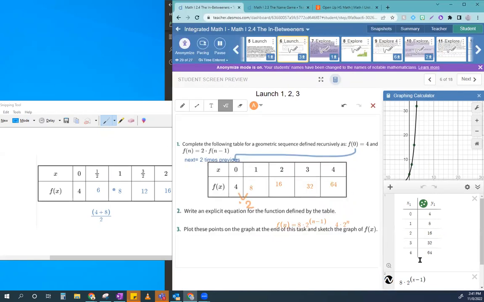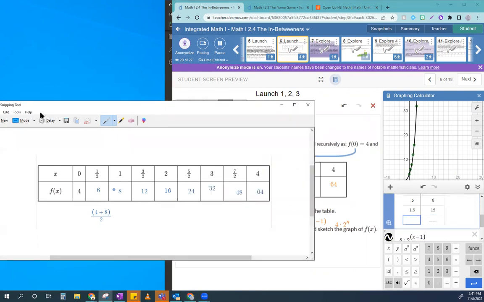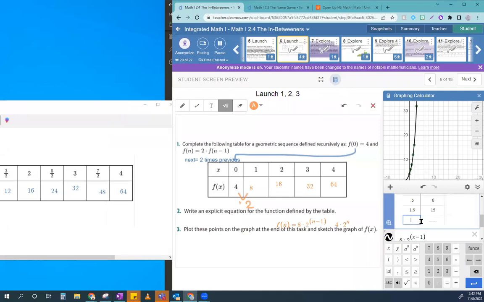So here, if I did 0.5, I would get 6. And if I did 1.5, I would get 12. And if I did, you guys all following what I'm doing? You guys comfortable with this? 2.5, I would get 24. And 3.5, I would get 48.